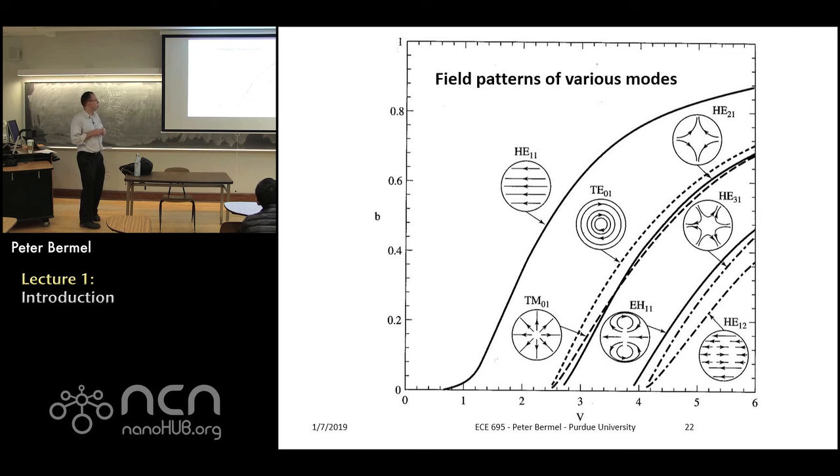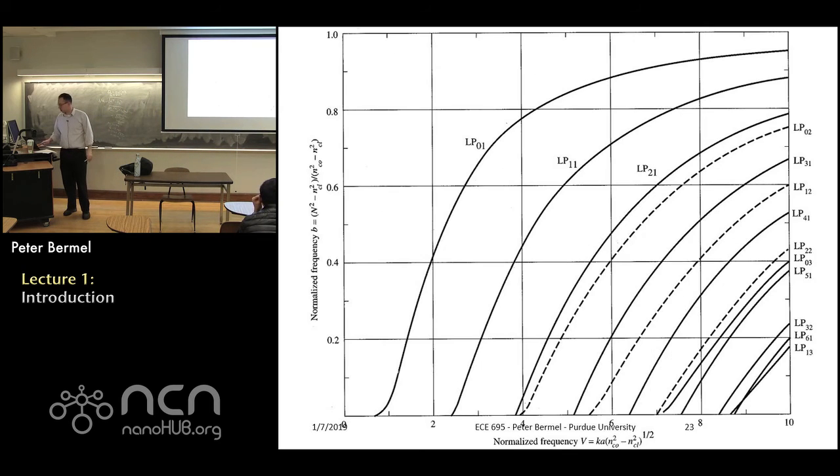And then this is showing you what some of the field patterns look like for all these different modes. There are quite a lot of different modes. You go from a small V number, something very simple, which looks linearly polarized, this HE11, to many, many more modes that get more and more complicated in terms of their spatial distribution. And this is just showing you what the dispersion is like for the frequency versus the V number.